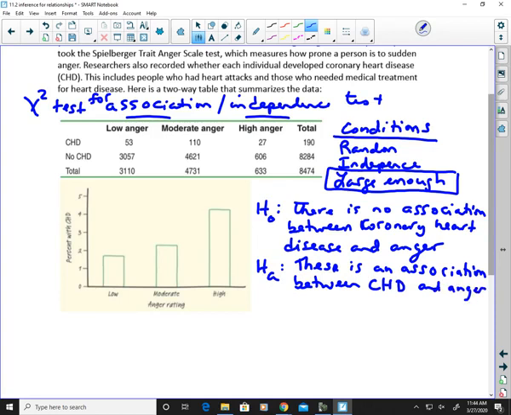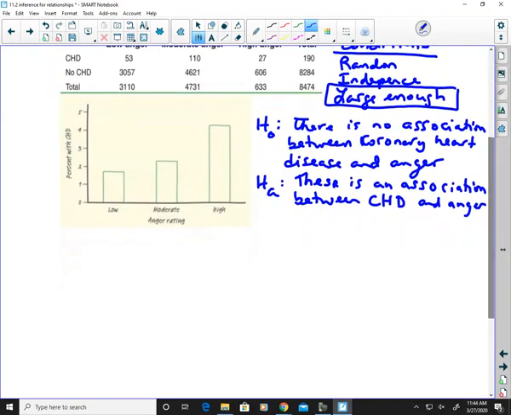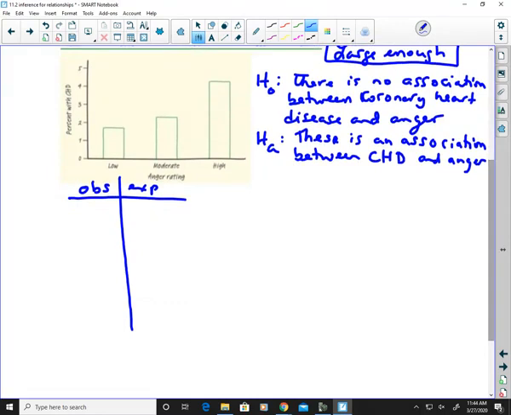So we're going to run our test. I would like to write my observed just to keep myself organized. I'm going to write my expecteds too. I'm going to get these values from the table that's going to be generated by my calculator. And there were a lot more people with no heart disease, but we're going to see if there's some kind of relationship for this. So we're going to put this stuff in the calculator.